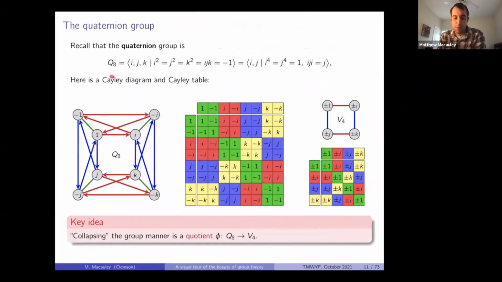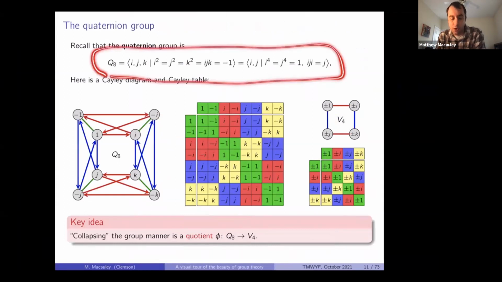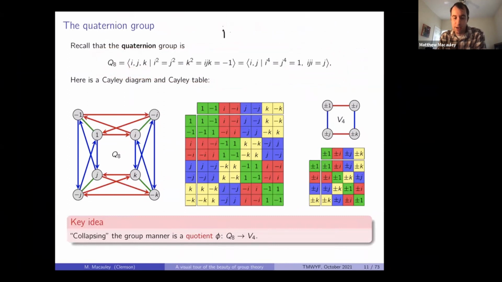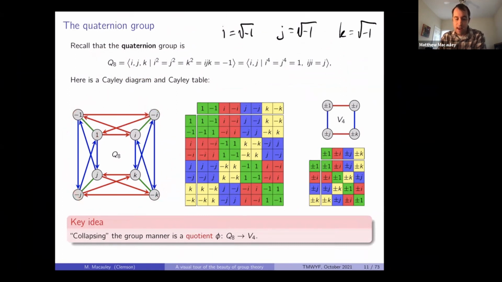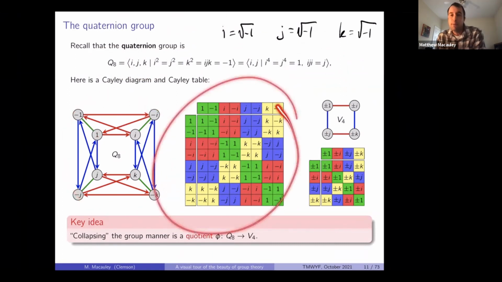So the Quaternion group, this comes up in any undergraduate group theory course. This is that i, j, k, and you can think of i as the square root of -1, but j is like a different square root of -1, and k is a different square root of -1. So here's a Cayley diagram of this. You can see how these things are put together. And this is called a Cayley table. It's like a multiplication table.